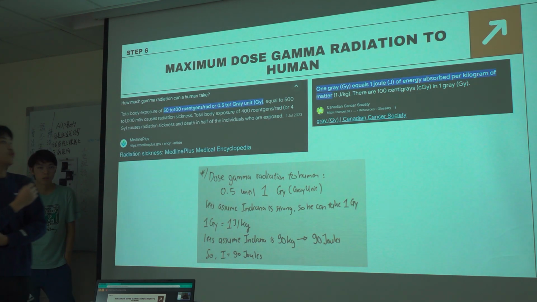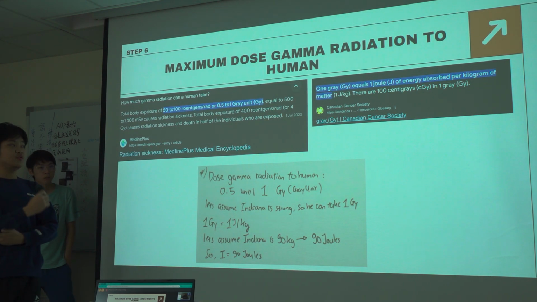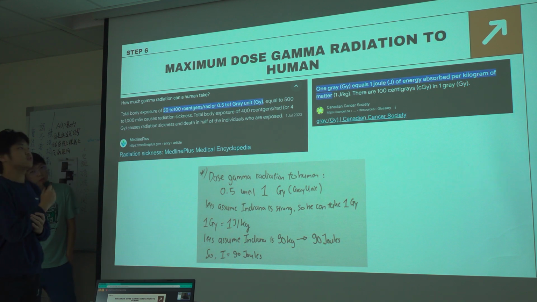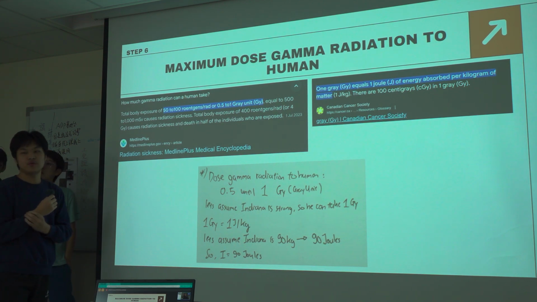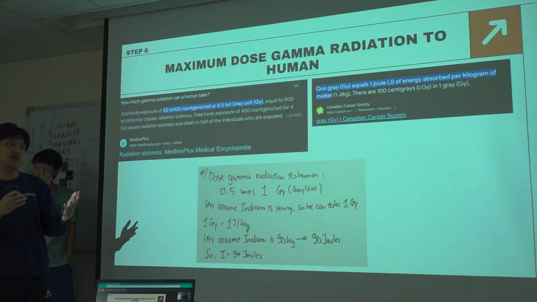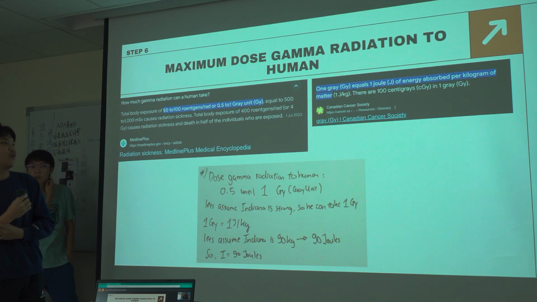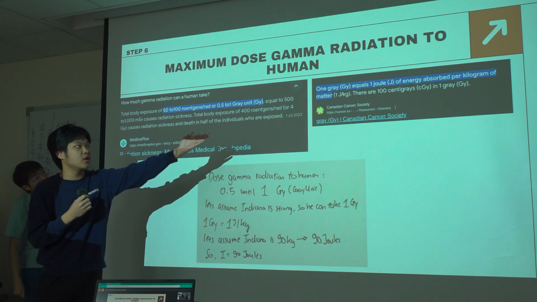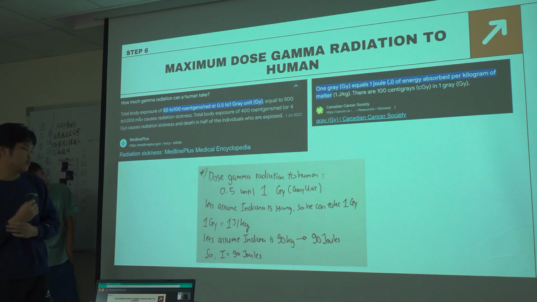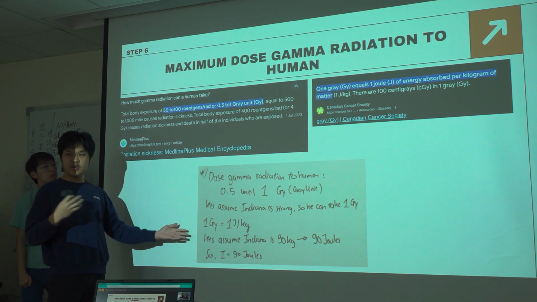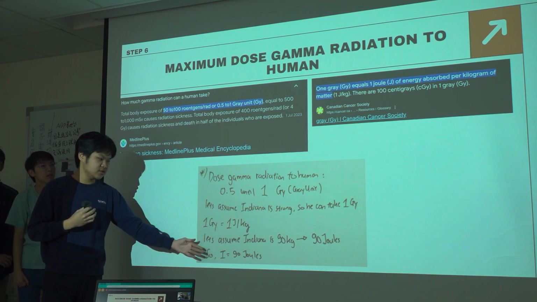And we also need to know the maximum dose of gamma radiation a human can take. Based on Google, it is around 0.5 up to 1 gray. We assume Indiana is strong, so he can hold up to 1 gray, and 1 gray is 1 joule per kilogram. So let's assume he's 90 kilograms, so the I is 90 joules.